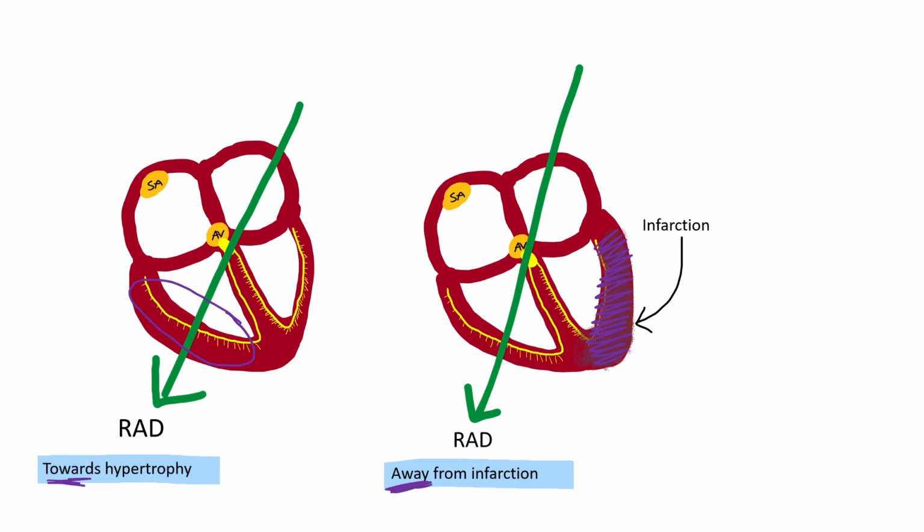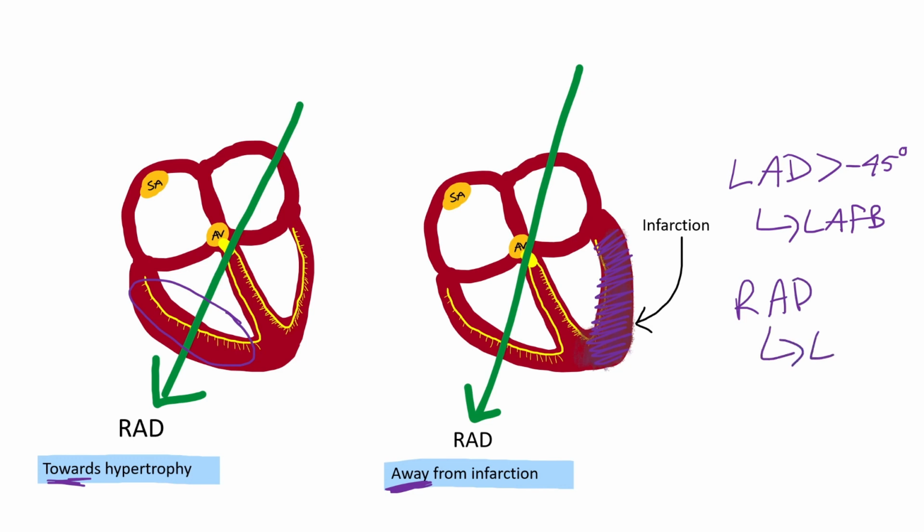The third one is bundle branch blocks. If you have left axis deviation, particularly more than negative 45 degrees, you should strongly consider left anterior fascicular block. If you have right axis deviation, consider left posterior fascicular block.